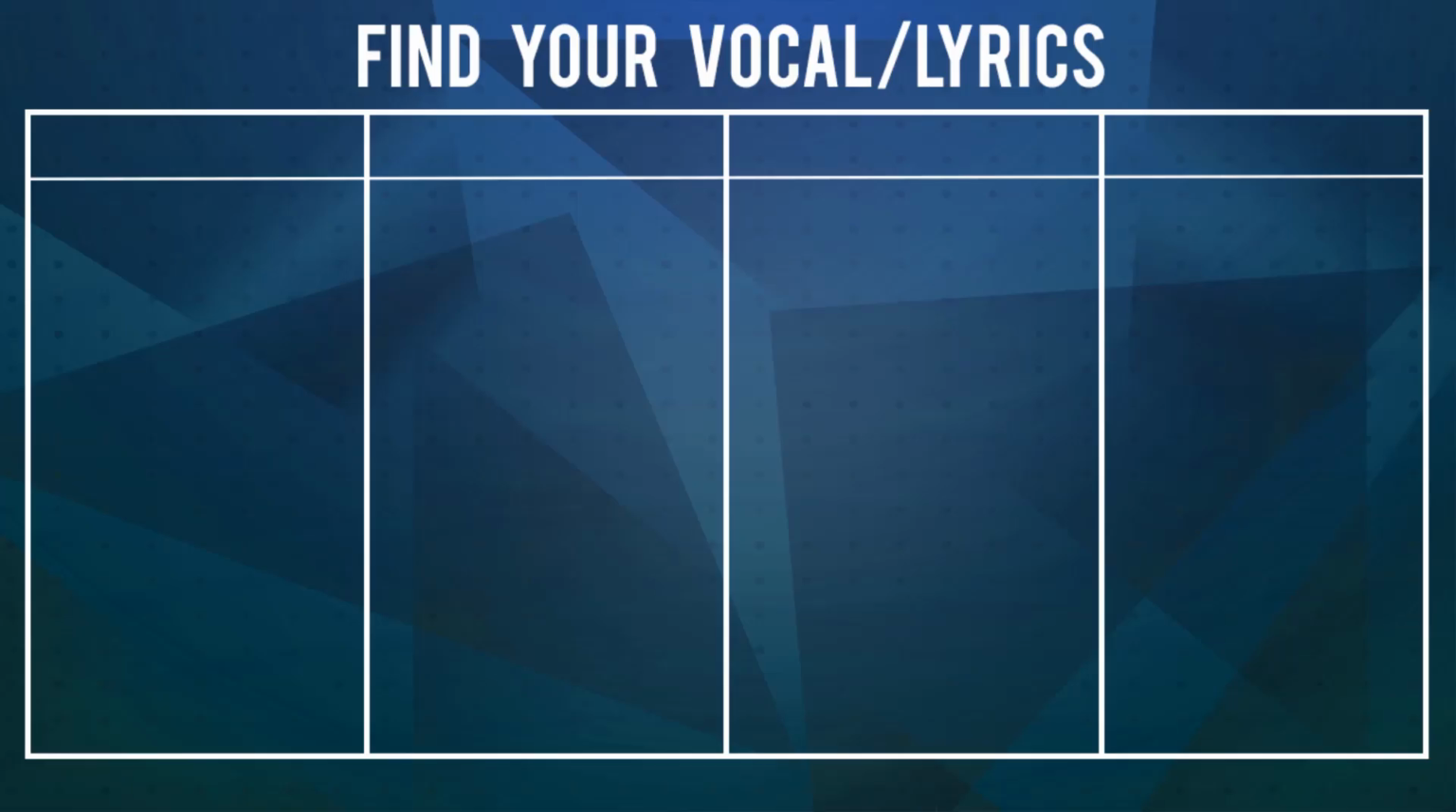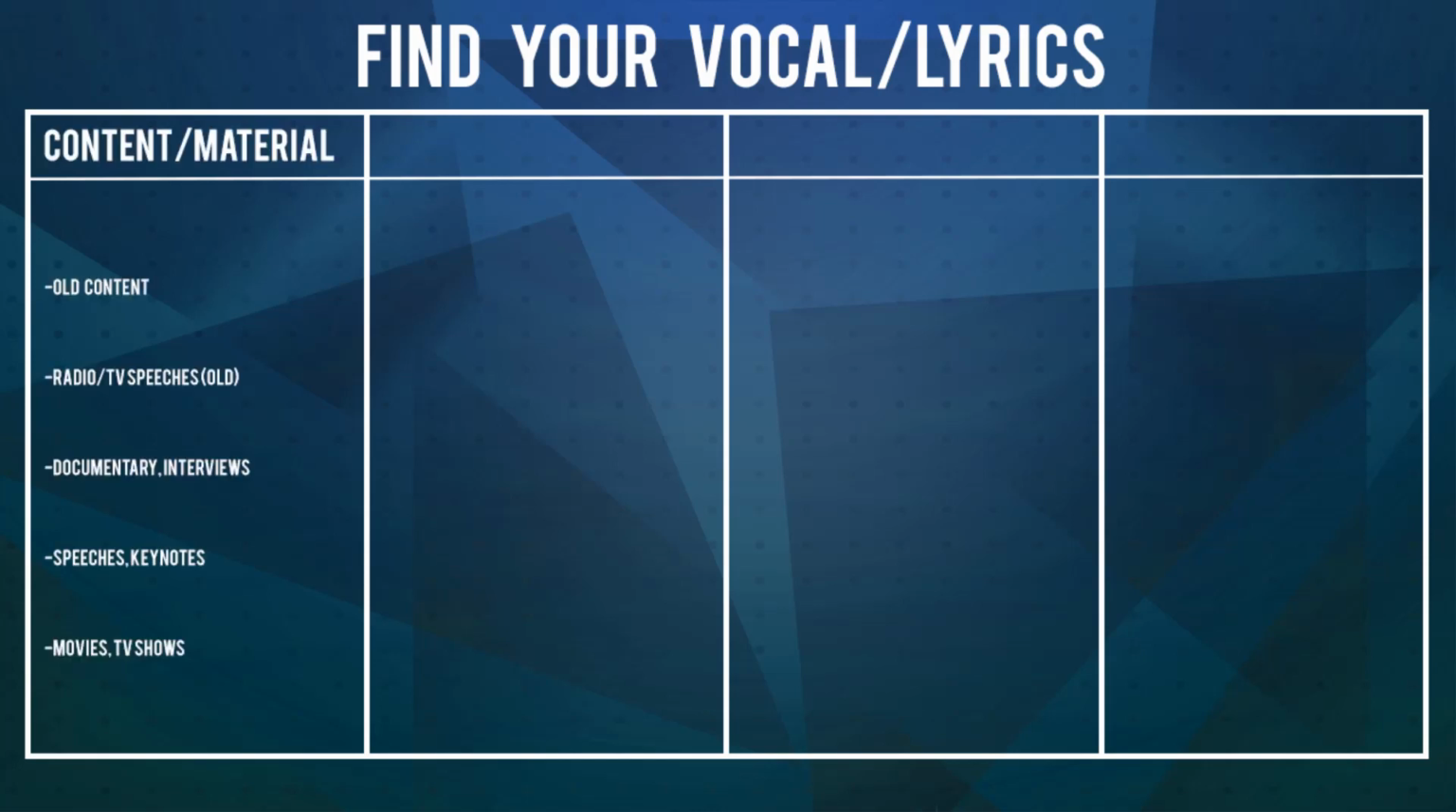I divided it into 4 categories, and the first one is content material. It's what kind of document you will look for. Most of the time, people use old content, everything which is old. First, you can use it without any copyright problem, and usually it's got this nice little old school vibe. So everything from the radio and old TV speeches usually works well.